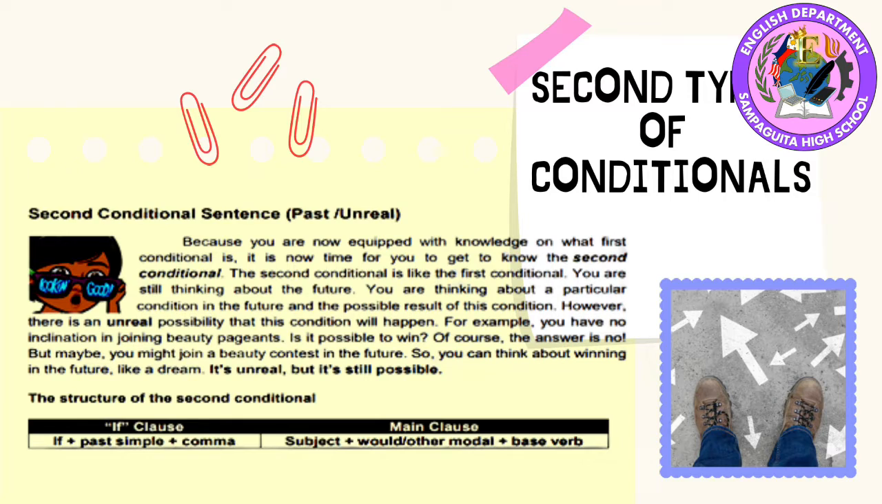So, how do you form the second type of conditional? You may form the if clause by if, then the past simple, and then comma. The main clause is formed by the subject, then the would or other modal, then the base form of the verb. When you say base form, it's not the S form or the past tense, the base form.